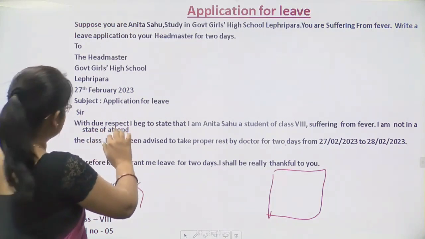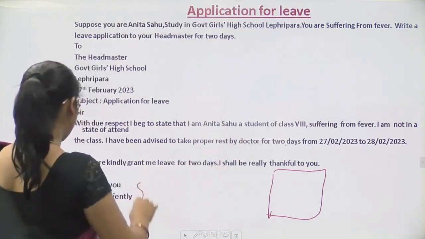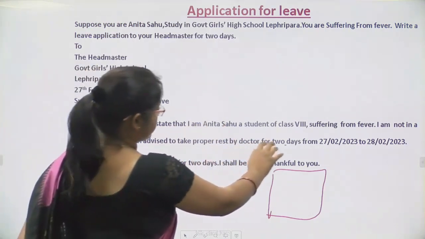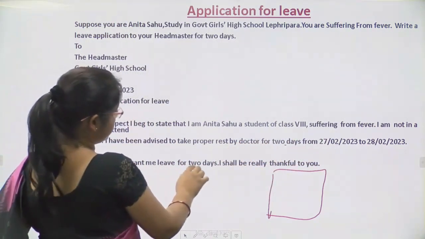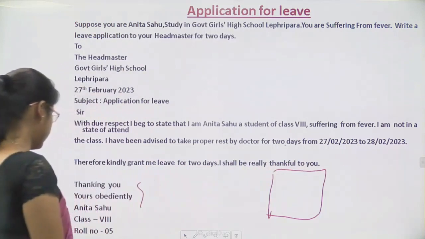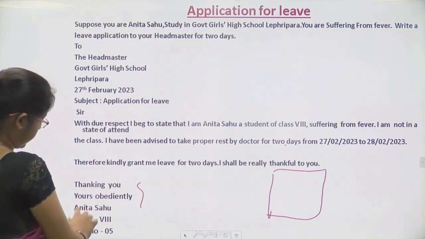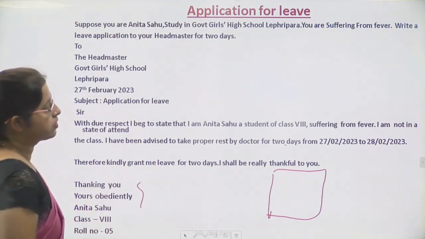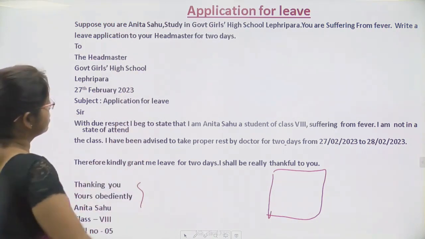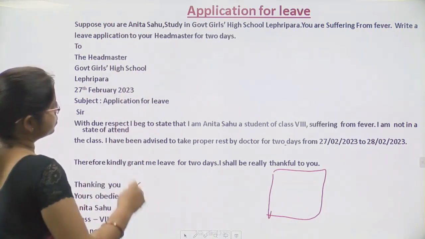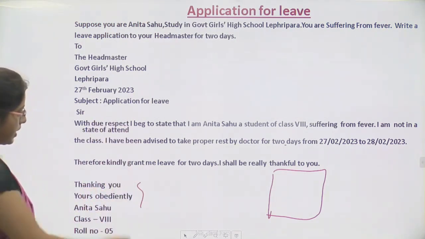Then sir, write the body of the letter. With due respect, I wish to state that I have been advised to take proper rest for 2 days, date mentioned. Therefore, kindly grant me leave for 2 days. I shall remain thankful to you. Now thanking you, yours obediently, write the name Anita Sahu, class and roll number. In your exam, first read the question of the application properly, understand the question, then write the application like this.